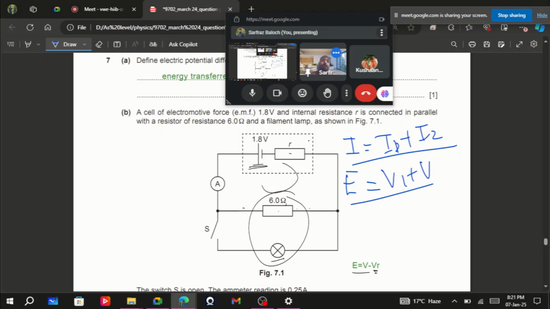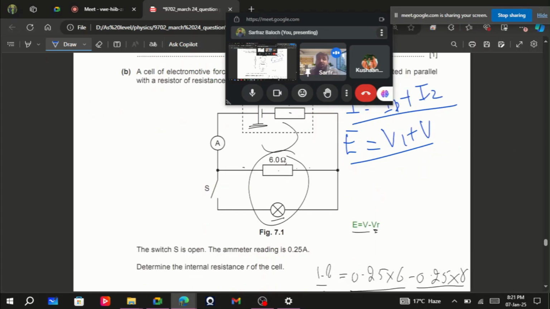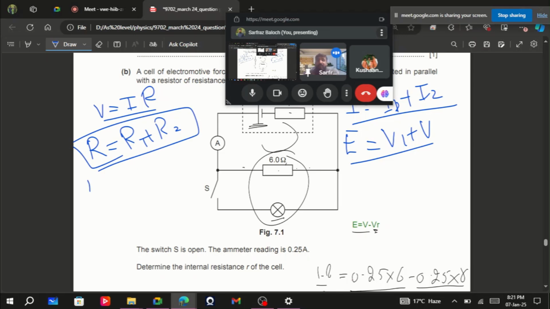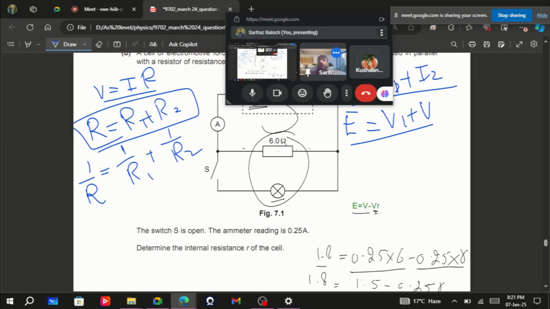Okay. So another thing you should remember is Ohm's law, which is V is equal to IR. And when the resistors are in series, total resistance is R1 plus R2. When you have resistors in parallel, you will use this relation: 1 over R is equal to 1 over R1 plus 1 over R2. Is it okay? Yes.